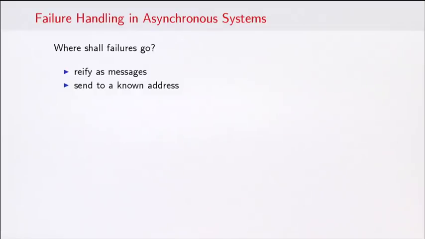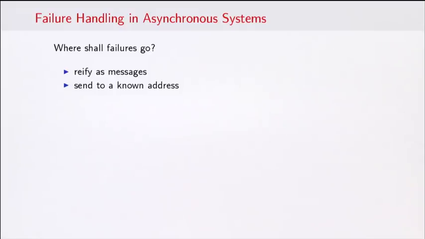In the actor model, there's just one way to communicate, and that is by way of messages, which means that failure also needs to be sent as a message. We take the exception which was thrown inside the actor, we reify it as a message, and we send it, well, to whom? One possibility would be to send it back to that actor which had sent the message during whose processing we just failed.